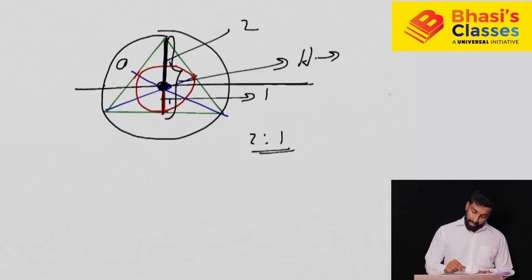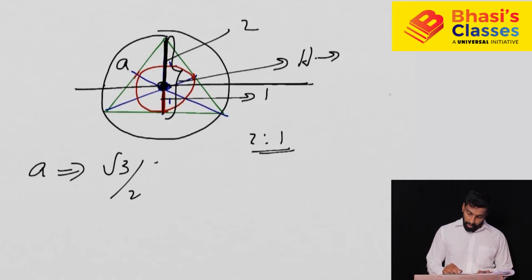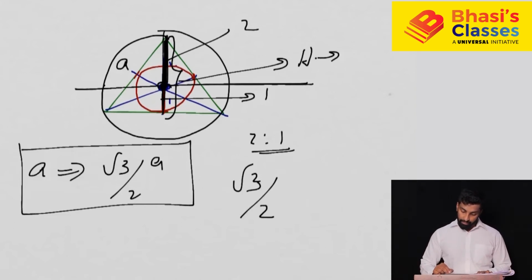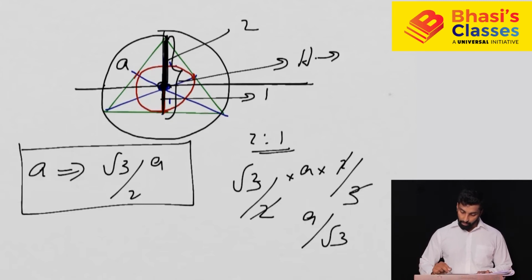if one side is a, we know that the height is √3/2 a, right? Now the circumradius and inradius are in the ratio of 2:1, and the total is the height. So the height is divided in the ratio 2:1. So the radius of the circumcircle will be the height into 2/3, because 2:1 is the ratio, so 2 is the circumradius. So this gets cancelled, and you'll get a/√3.